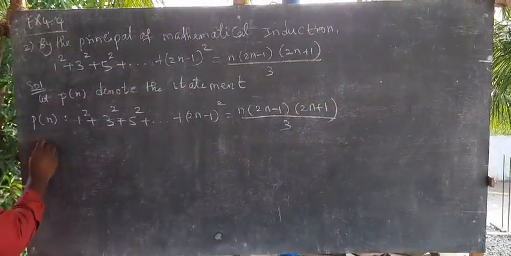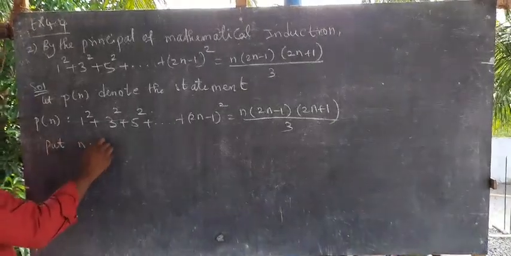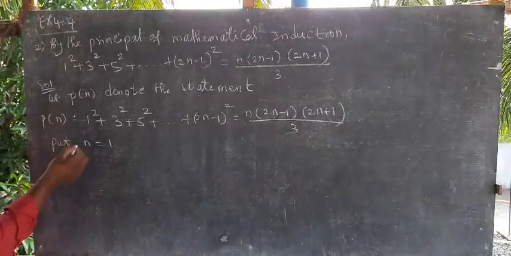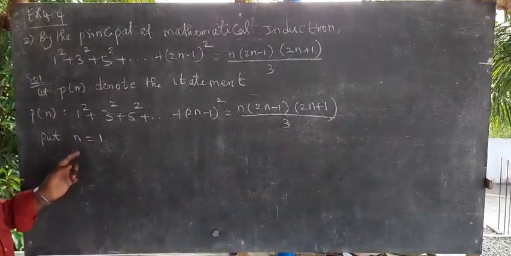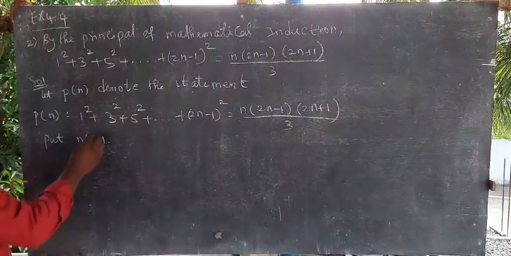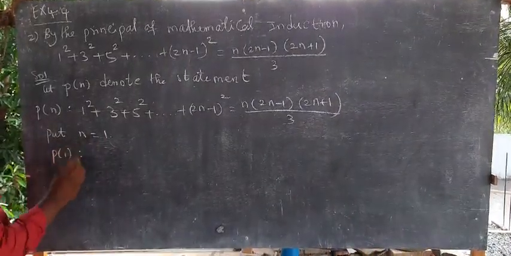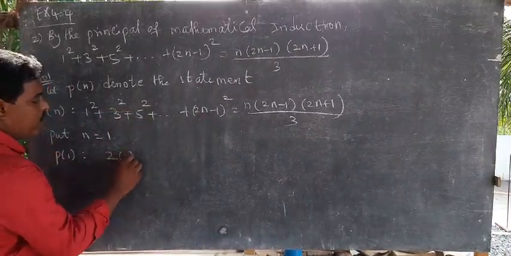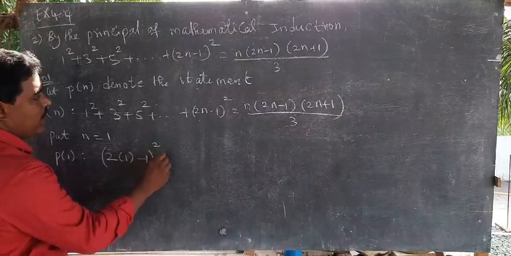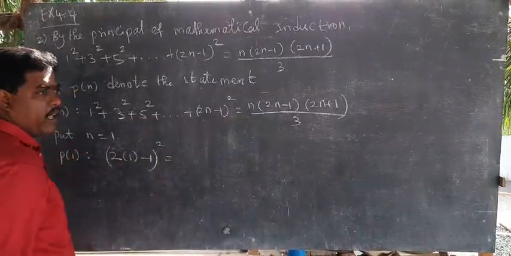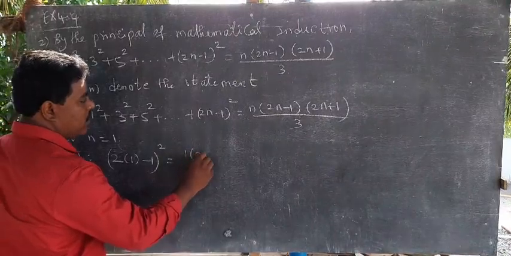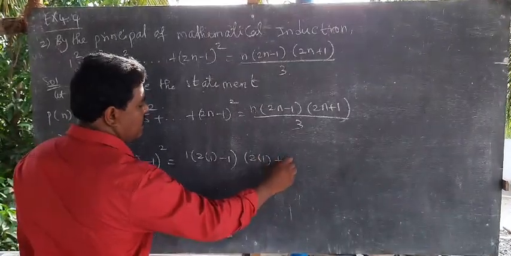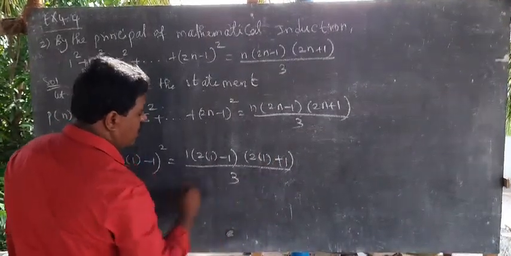Now put n equal to 1. Where we are having n, there we have to apply n equal to 1. So P of 1: 1 square. Here we put n equal to 1, so 2 into 1 minus 1 whole square, equal to, here also we apply 1: 1, 2 into 1 minus 1, 2 into 1 plus 1 by 3.